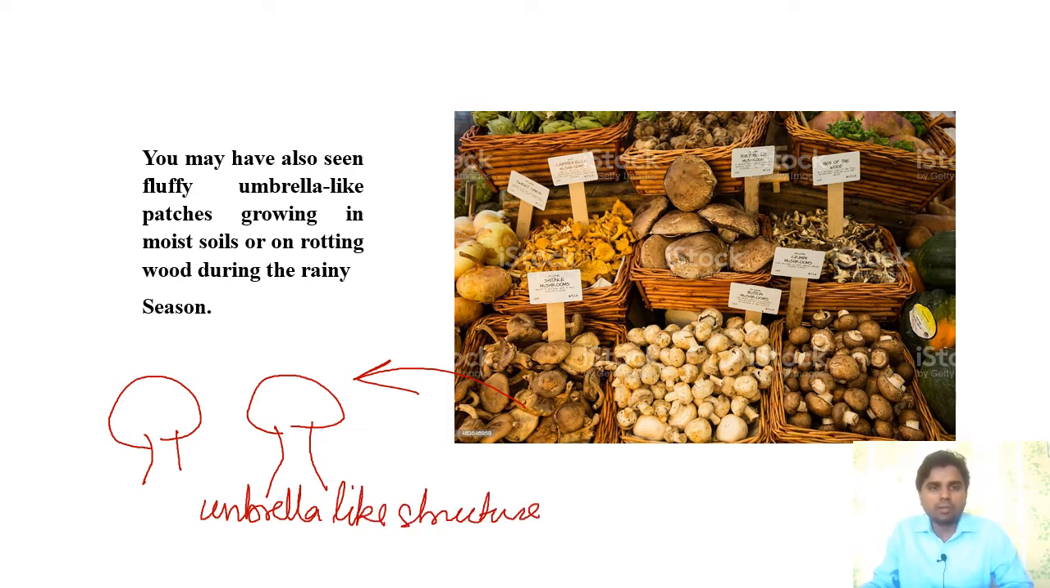Okay, so you have seen fluffy umbrella-like patches growing in moist soil or on rotting wood during the rainy season. Basically this is a mushroom, and its structure is known as umbrella-like. We can see this mushroom anywhere in the rainy season, on grasses, on tree tops, on the branches of other plants. So now let's see what the feeding habit of a mushroom is. How does it take its nutrition? Because it is also a type of organism, it should take nutrition. Yes, so we will see it.